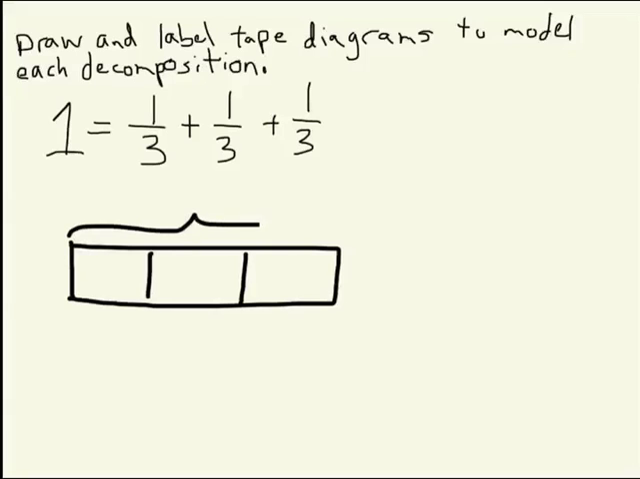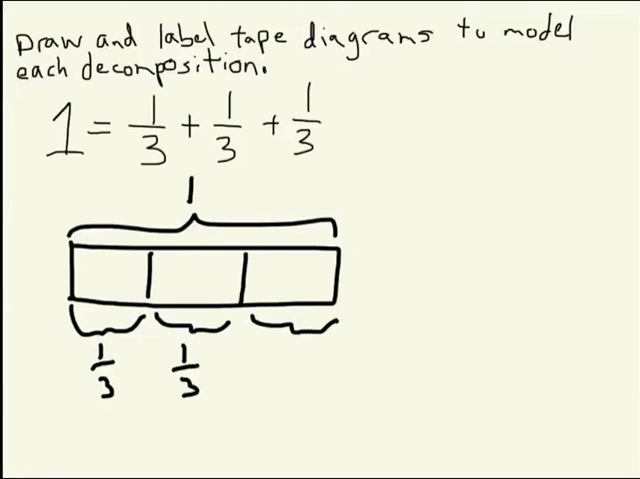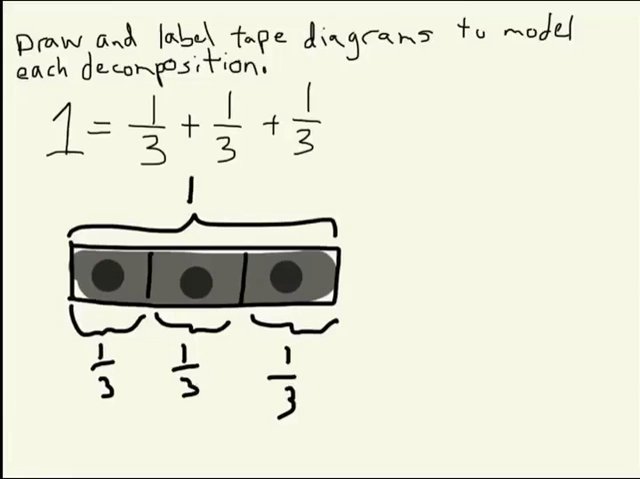Okay, I could always label this as my 1. And down here is 1/3. Here's another bracket showing 1/3. Here's a third bracket showing 1/3. And of course I would shade in all of the thirds, because we're saying 1 is equal to 1/3 plus 1/3 plus 1/3.